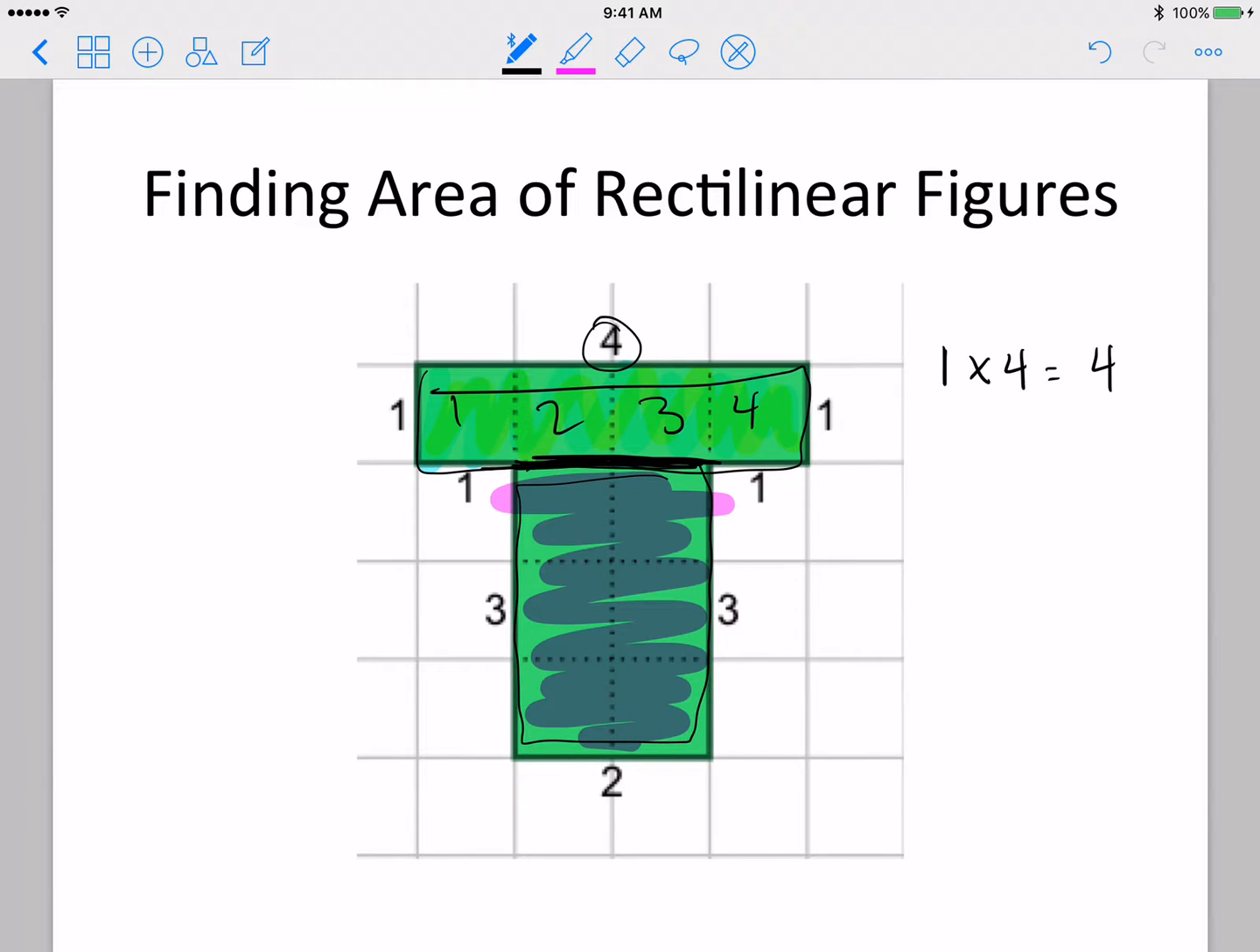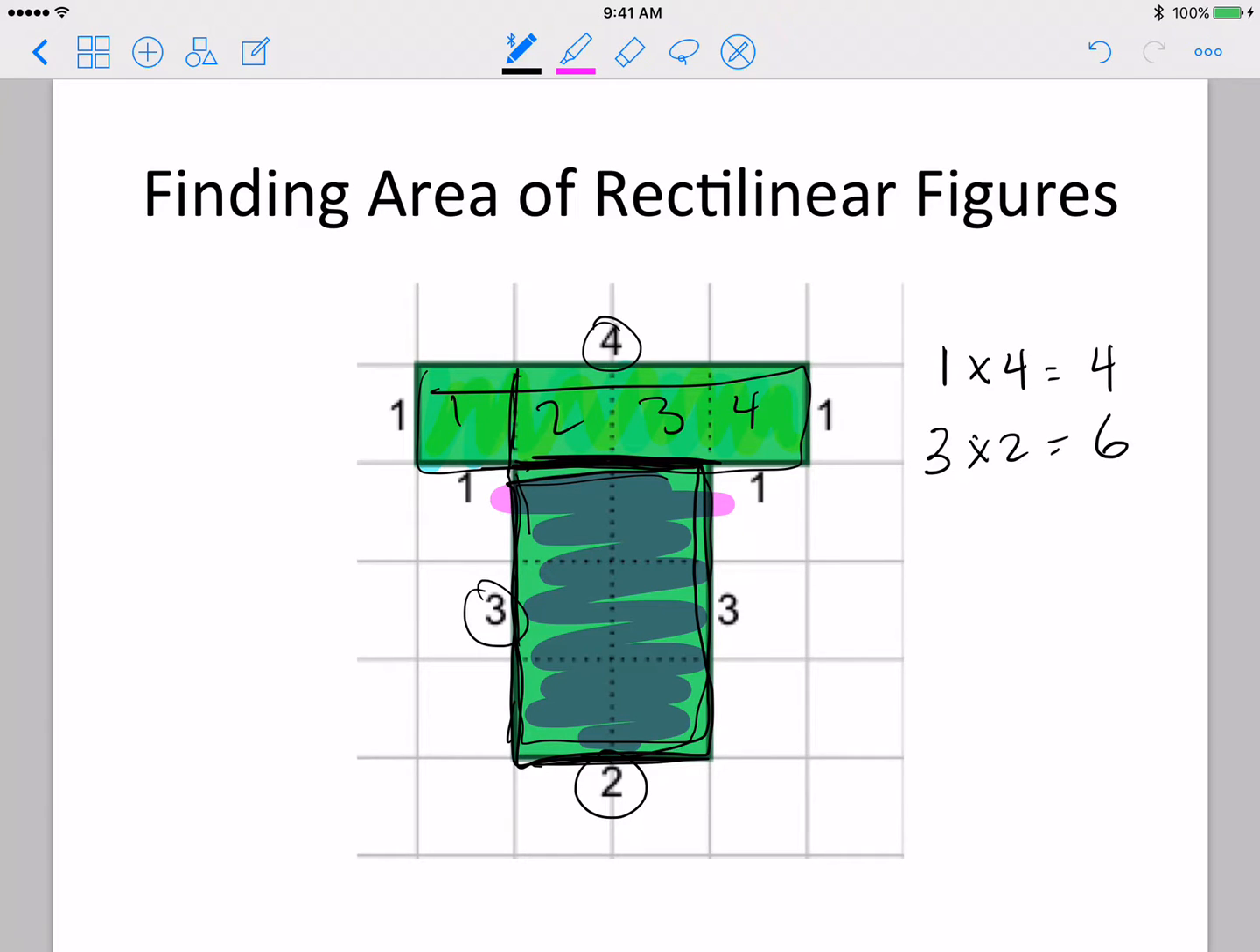In our bottom rectangle here, rectangle 2, let's look at our side lengths. We're not going all the way up here. We're just considering this area that I'm circling right now. So we can see that this side length is 1, 2, 3. So that's going to be one of our factors, times our bottom, which is 2. So 3 times 2 equals 6.